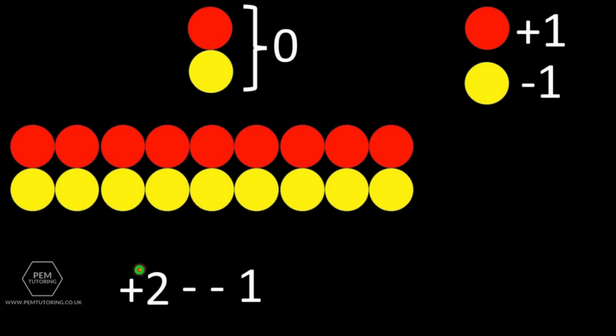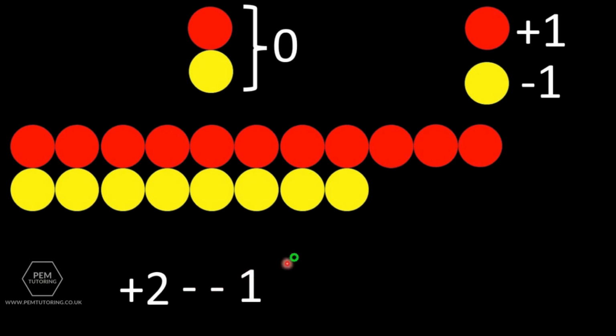If we then have +2 minus -1, this means we're going to add 2 red counters and we're going to take away a -1. That is how you should read this: +2, take away a -1. So let's add 2, so we've got 2 red counters, and we're going to take away a -1. That gives us 3. So +2 minus -1 gives 3 because we have 3 red counters left over.